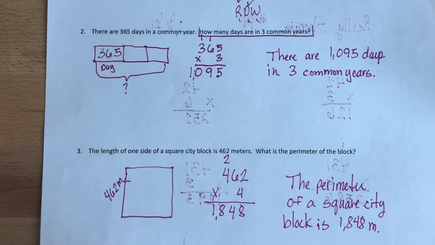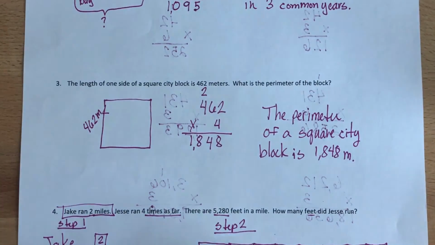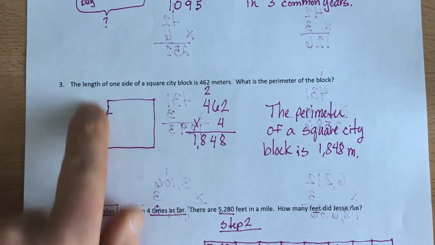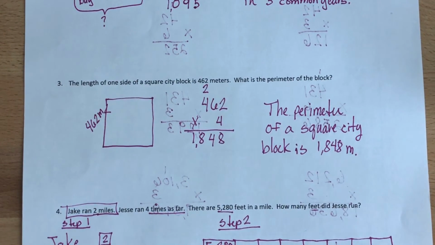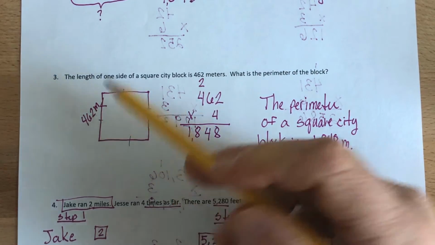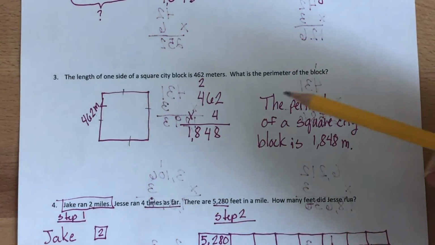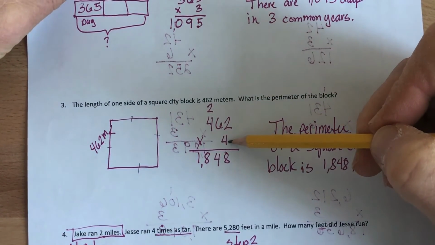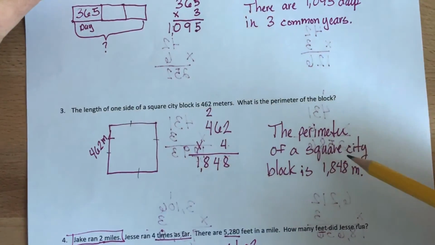We did these 2 together, 3. 3, I just wrote out a square because the length of one side of a square city block is 462 meters. What's the perimeter? Perimeter is the distance around, and we know that perimeter would be side plus side plus side plus side. We just add up all the sides. Well, a square has 4 equal sides. That's what's unique about a square. So I just have to add 462 4 times, or instead of doing the repeated addition, I'm just going to multiply. It would be 462 multiplied by 4. That gives me 1,848.